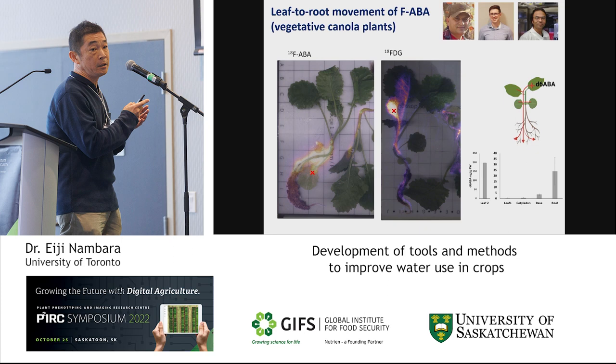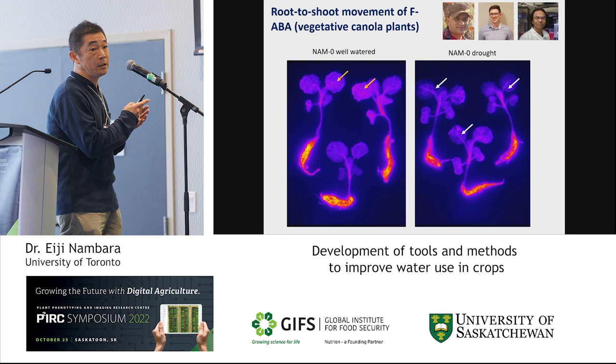We quantified this pattern by mass spec using labeled ABA. In this case, again, most of the ABA applied to the leaf went to the root. So the FDG and ABA patterns look different, and we don't know yet what the difference comes from. This is another example where ABA is applied to the root, and we analyzed root-to-shoot movement of FABA. In this case, canola moved FABA to the shoot. Once we use a dehydrated plant, the pattern is slightly different. I hope you can see that it is more intense and localized in the vascular tissue. So we are collecting these different patterns.